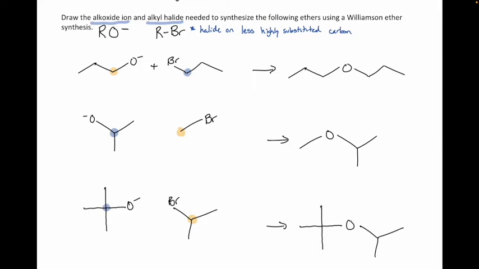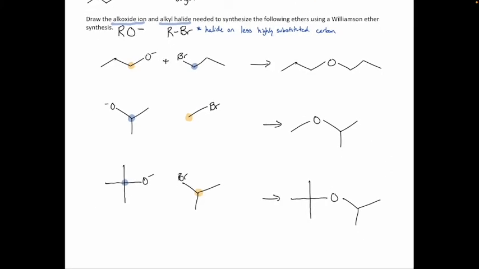Cool? So this is the Williamson ether synthesis. If you mix an alkoxide ion and an alkyl halide together, you will get an ether. And again, to make the reaction more efficient, we're going to choose the less highly substituted side to be our halide.